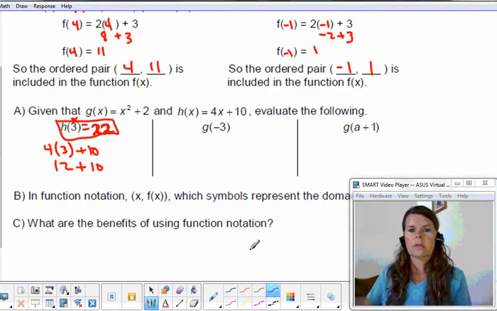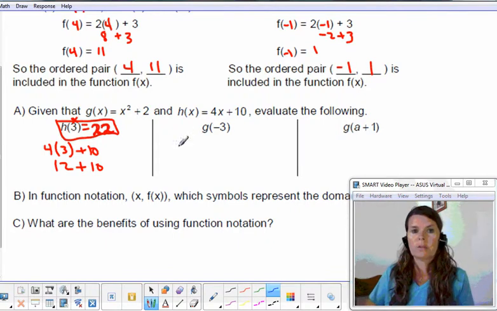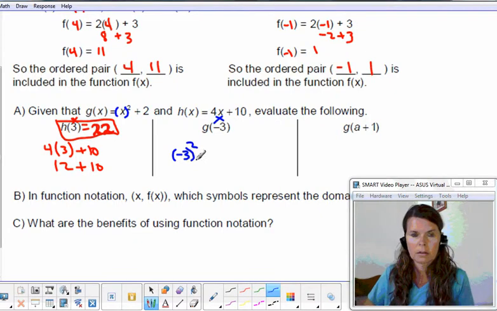Okay, g of -3. So now we're going to use g, we're going to use this function, and we want to know what is y, or g of x, when x is -3. So we go -3. Now here, I cannot stress this enough, it's very important that you take -3 in parentheses squared, because the -3 is taking place of this x right here. So put it in parentheses.